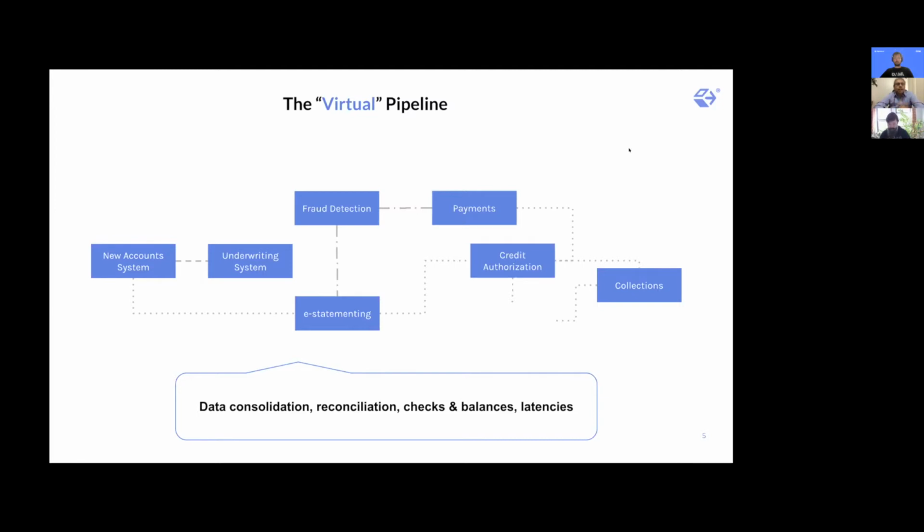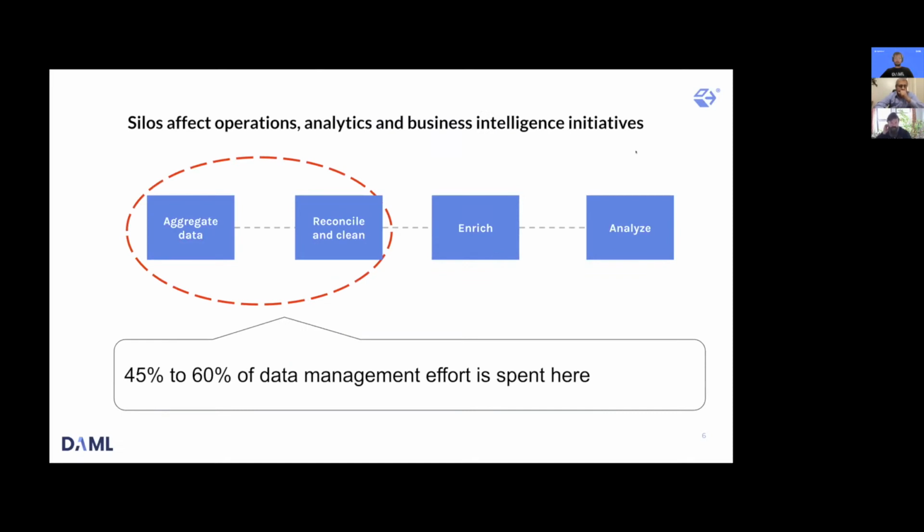On the next slide, you'll see that that is exactly the problem that a lot of us face. Whenever you need to do analytics, you spend a lot of time aggregating and reconciling information. Statistics show that almost 40 to 60% of your data management effort is spent in these first two phases. Only then do you get to enriching the data, analyzing the data, running algorithms, and improving the business performance.